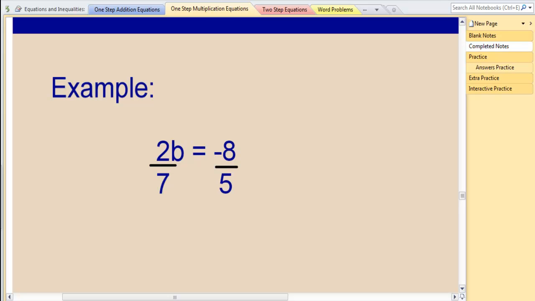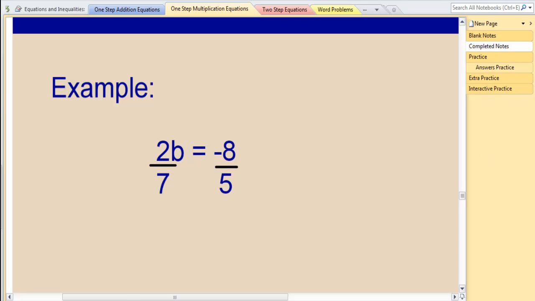Now in this equation, you have a multiplication equation, and you have a fraction on the other side. It's really not that hard. You're just going to multiply by the reciprocal of 2/7 on both sides. Make sure you cross cancel since you're going to end up with a fraction times a fraction, and simplify.